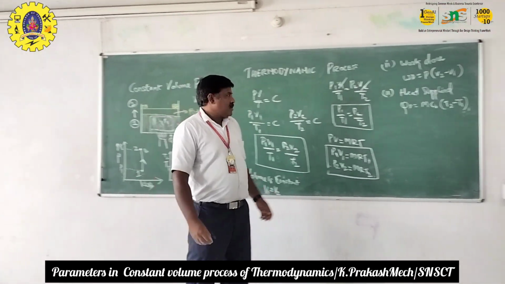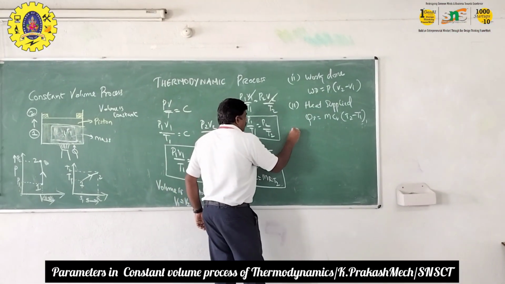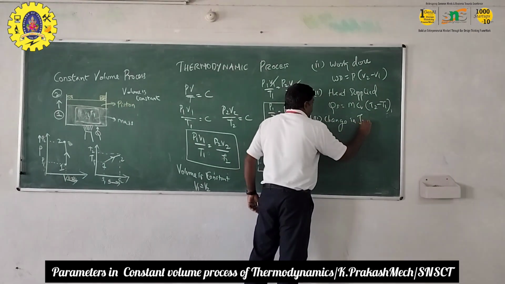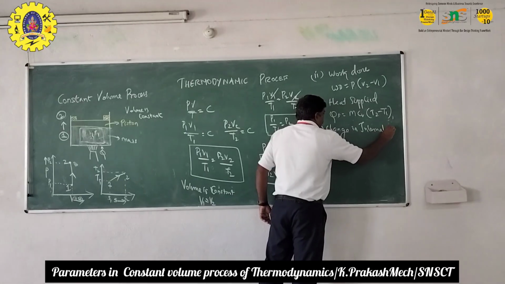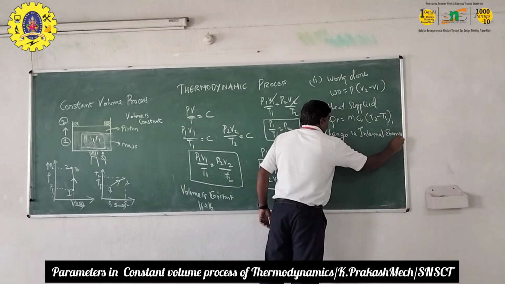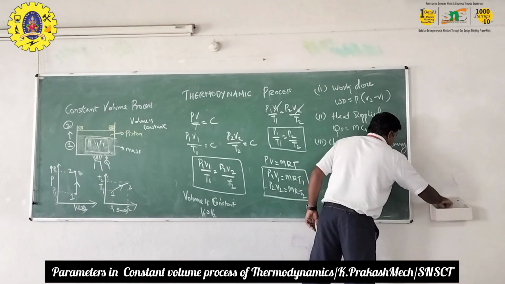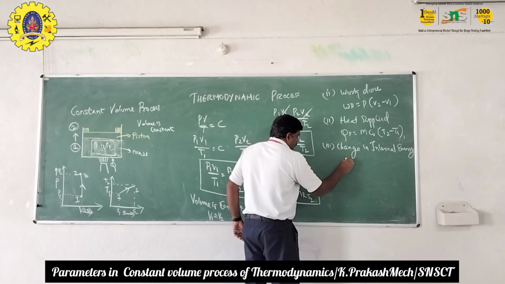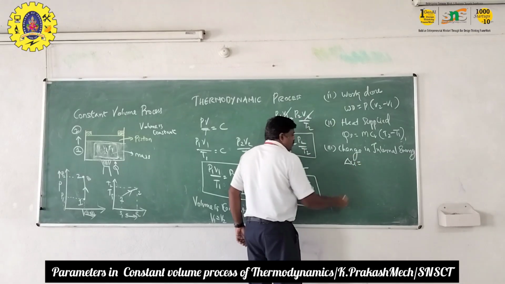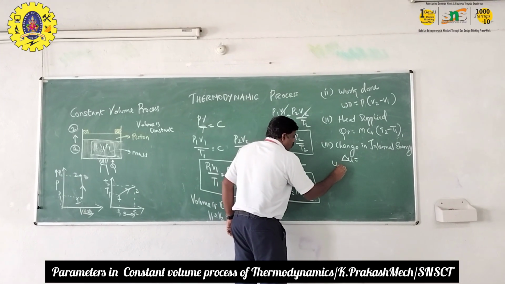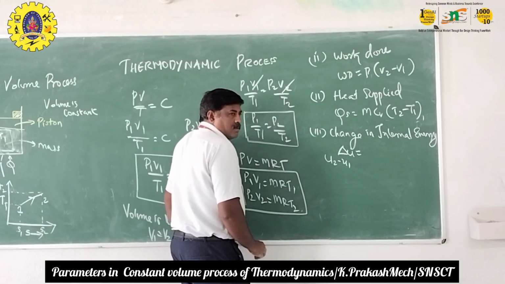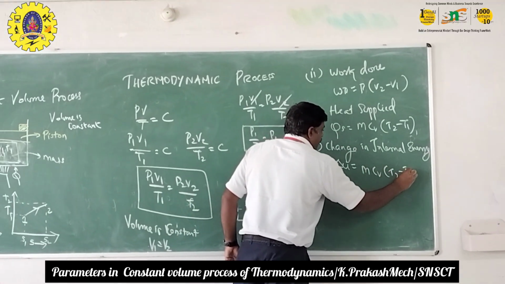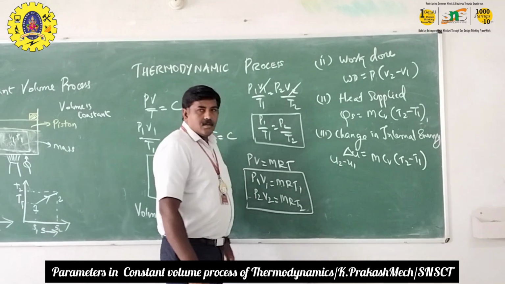Next we have the change in internal energy. Here it is del U. The meaning of del U is U2 minus U1. The formula is the same: m CV into T2 minus T1.